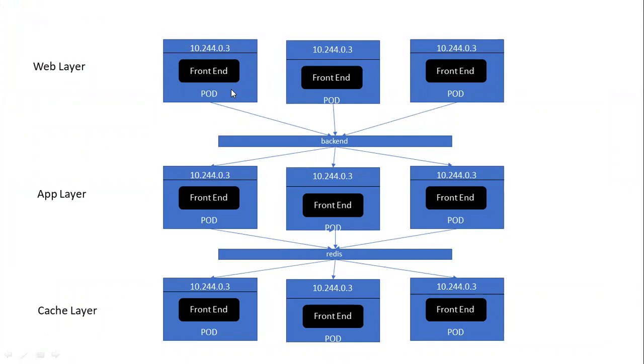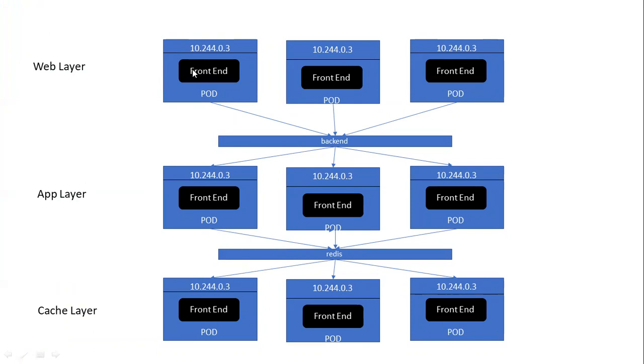Okay, cluster IP. I think this one we will try to discuss now. We have seen load balancer, we have seen node port, right? Cluster IP is something which we have not discussed yet. Take an example wherein we have 3 layers: web, app, and let's say cache layers.